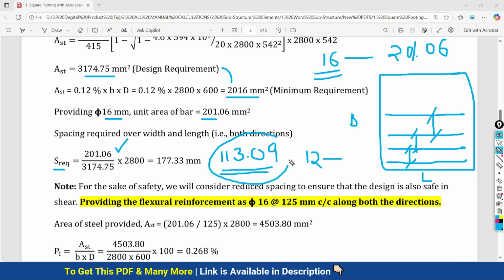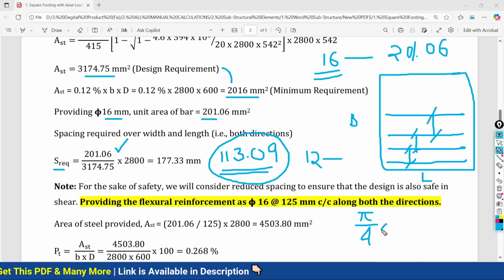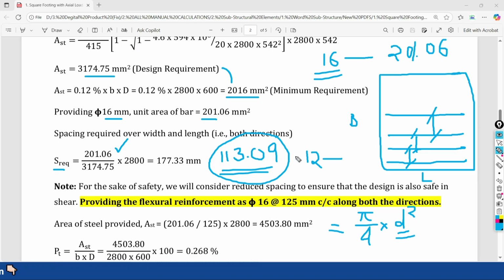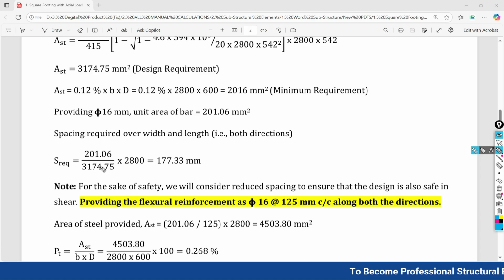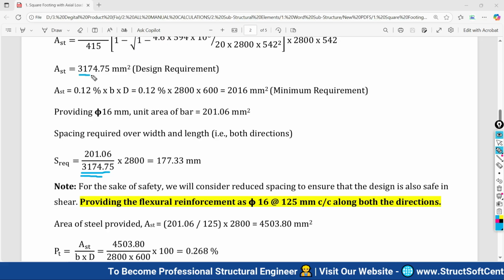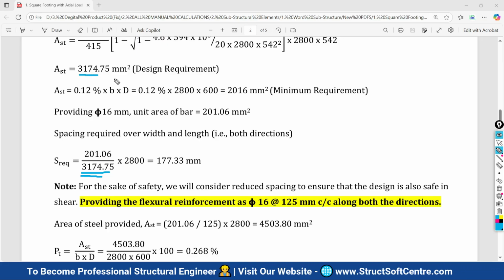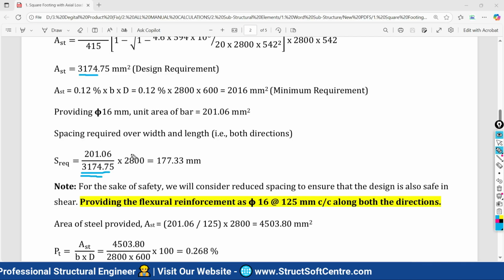How will you come to know the unit area? Pi by 4 d square. This will give you the unit area, where d is the diameter of the bar. If you use this formula, you will come to know the unit area of the bar. So here for 16 mm diameter of bar, unit area is 201.06 divided by the total area of the reinforcement we have decided to provide. So we are going to provide 3174.75. So put it here.